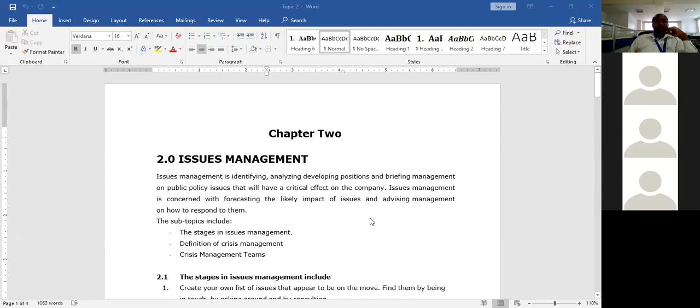So issues management is concerned with focusing. Focusing simply means you predict the likely impact or consequences of an issue, and also advise the management on how to respond to them. Going back to the statement, it says it is the art and social science of analyzing trends, predicting their consequences, counseling organizational leaders, and coming up with a planned program of action that will benefit both the organization and the public. Simple. If you have that definition, then we know PR. Because when you look at issues management, it is focusing on the likely impact of issues and advising management on how to respond to them.